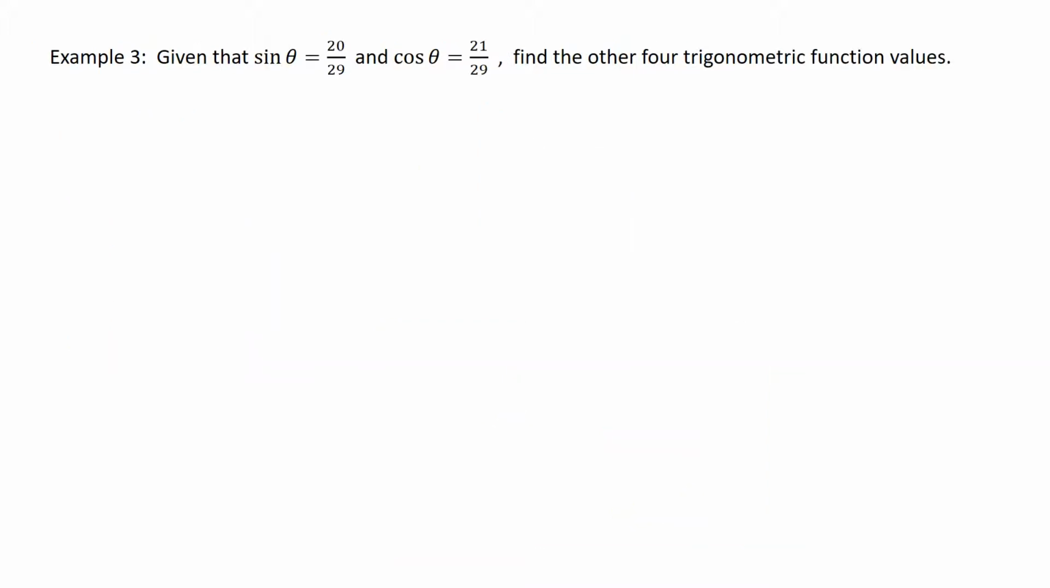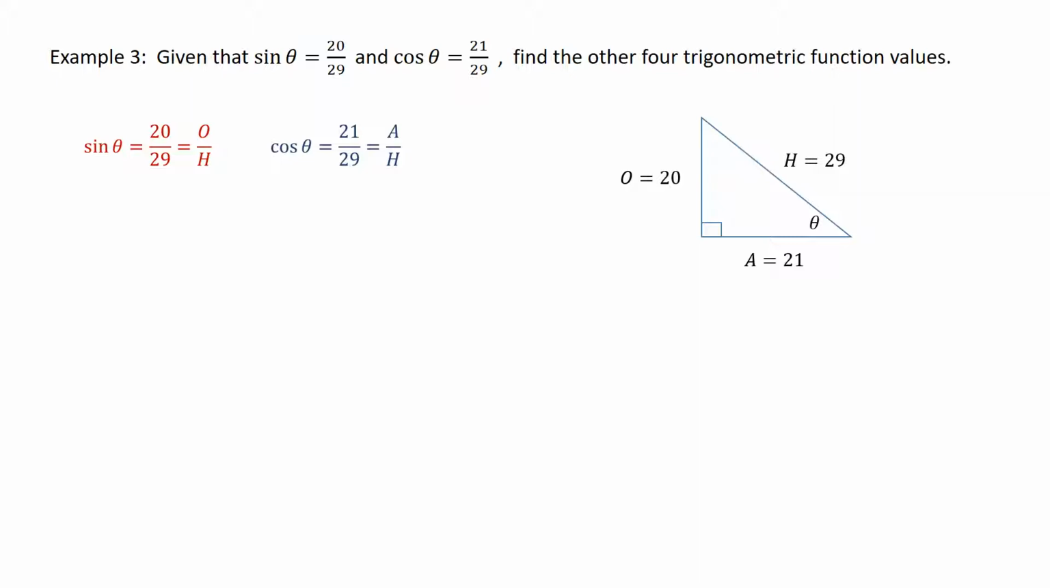In this example, we're given that sine theta is 20 over 29 and cosine theta is 21 over 29, and asked to find the other 4 trig function values. Well, since sine theta is opposite over hypotenuse, I know that the opposite side is 20 and the hypotenuse is 29. Cosine theta is adjacent over hypotenuse. So I know that adjacent side is 21. So I actually know all three sides of my triangle.